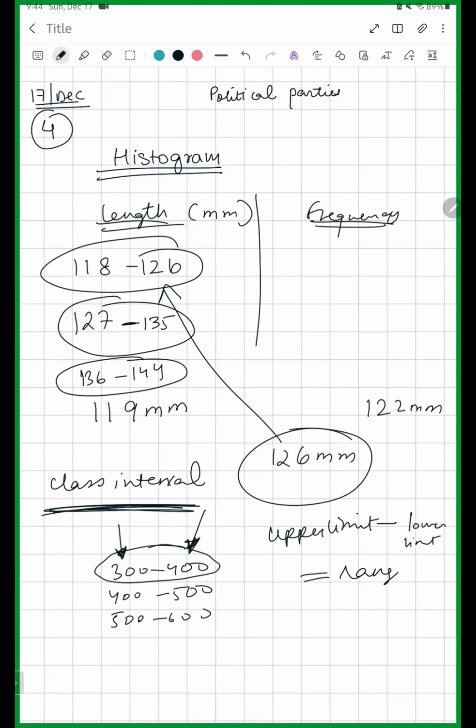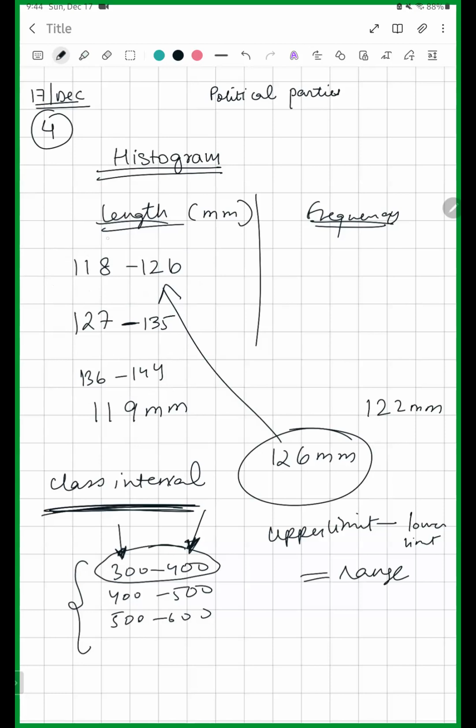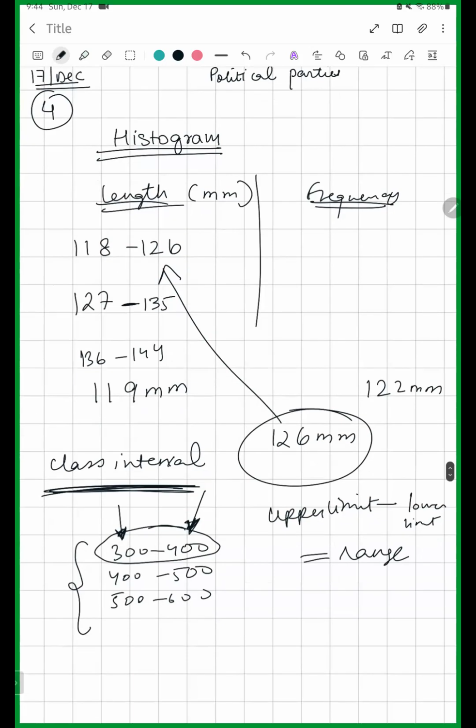The range in each of them is the same: 100, 100, 100. And what about the fourth question? You can see 126 minus 118 is 8. The range over here is 8. Over here, it is the same in all of them. So in both of these questions, the range is the same. Range is upper limit minus lower limit. In the fifth question it is 400 minus 300, so it is 100, and in the fourth question it is 8.